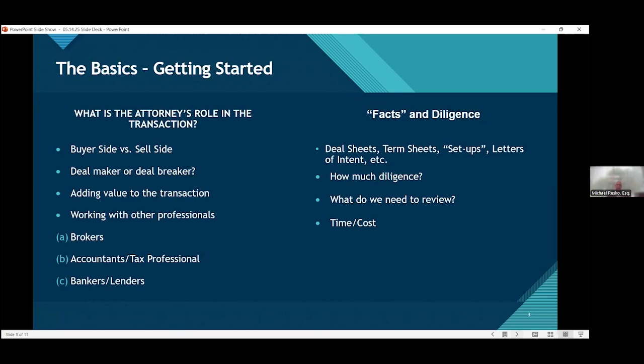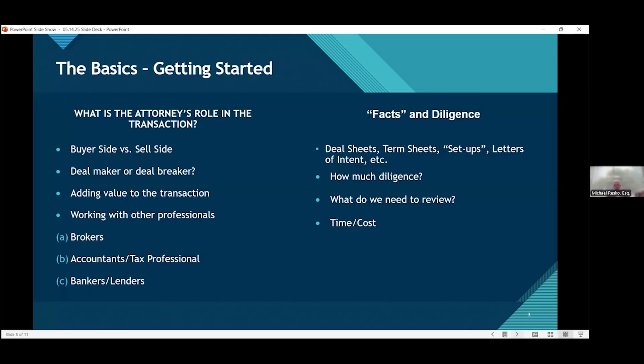I believe one of the primary functions of the attorney in these types of transactions, especially from the buyer's side, and in direct relation to the next bullet point, which is how we add value to the transaction for our client, is the identification and hopefully the mitigation of risks. And there are risks inherent in every transaction.